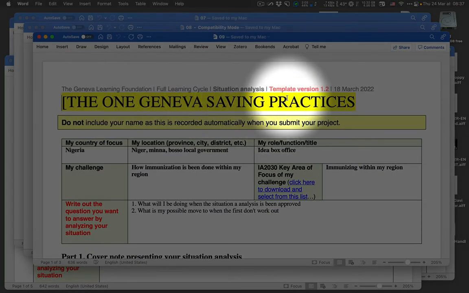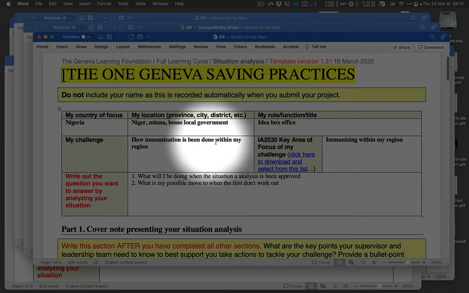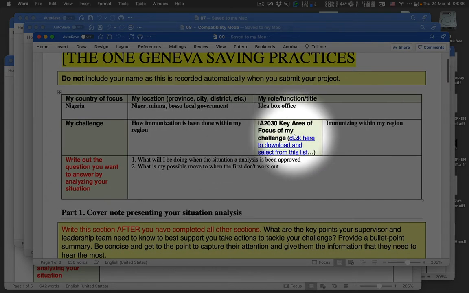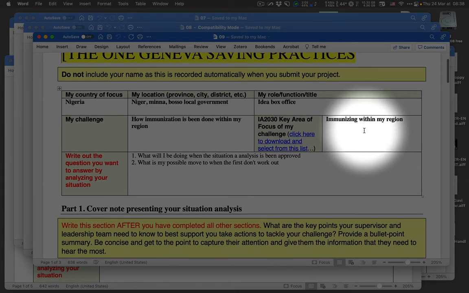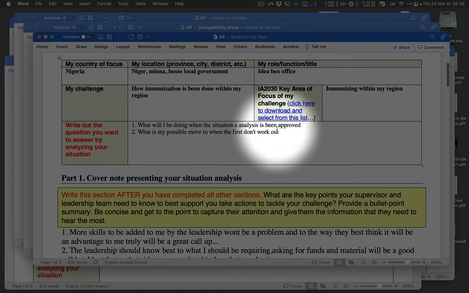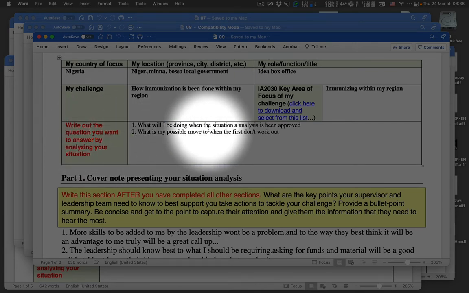Now, the next one, on saving practices. Okay, this is how immunization has been done within my region. So that's not a challenge unless you tell us what's wrong with how immunization has been done. This person has not selected a key area of focus from Immunization Agenda 2030. What will I be doing when the situation analysis has been approved? So, okay, you want to write out the question you want to answer by analyzing your situation. So this sounds like this person is saying, I'll use the situation analysis, I want to find out what actions I take.